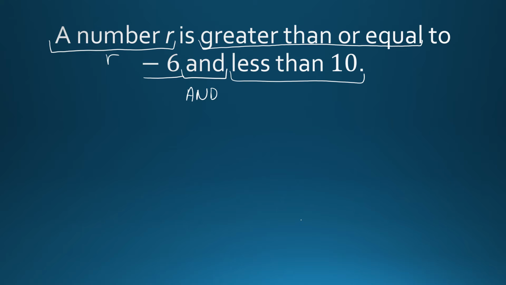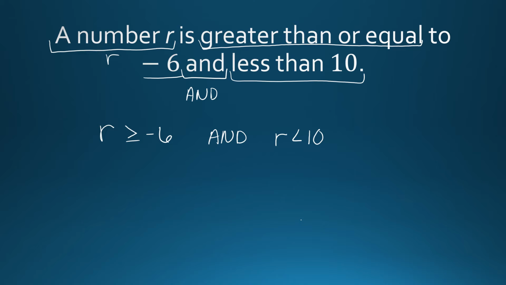So let's just write this out as two separate inequalities first. A number r is greater than or equal to -6. r greater than or equal to -6. That's the first one, because remember, with our compound inequalities, it's a 2-in-1 situation. You have two inequalities for one solution. And then we also have the and in between. We don't want to forget about that and. So r is greater than or equal to -6 and r is less than 10. So we have two separate inequalities.